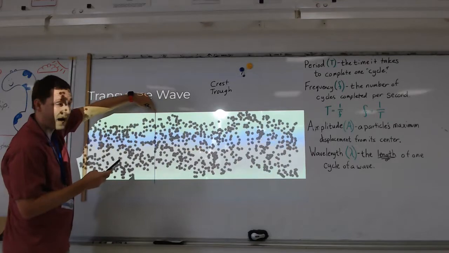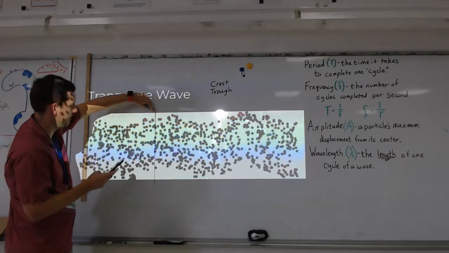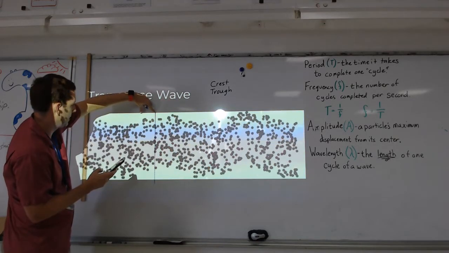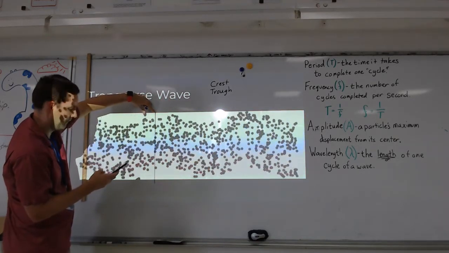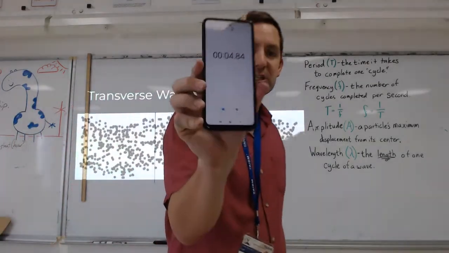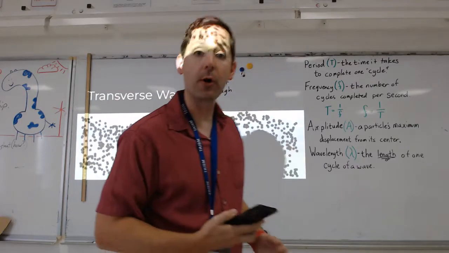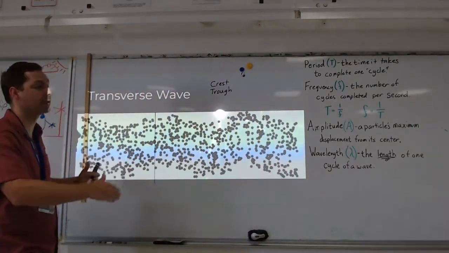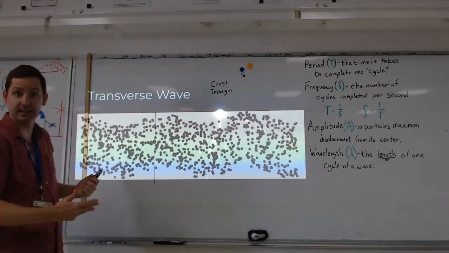So I'm going to count 5 waves from this point, right? Ready, set, go. 1, 2, 3, 4, 5. All right, so I got 4.84 seconds. So I got 4.84 seconds for 5 waves to pass by, 5 complete cycles of this process, right?